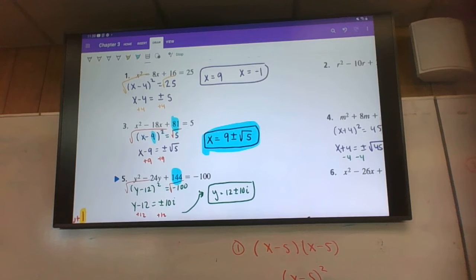And number 5 is a little complicated as well. When you square root negative 100, you should have a 10i. So if you wrote negative 10, go back and make it 10i.